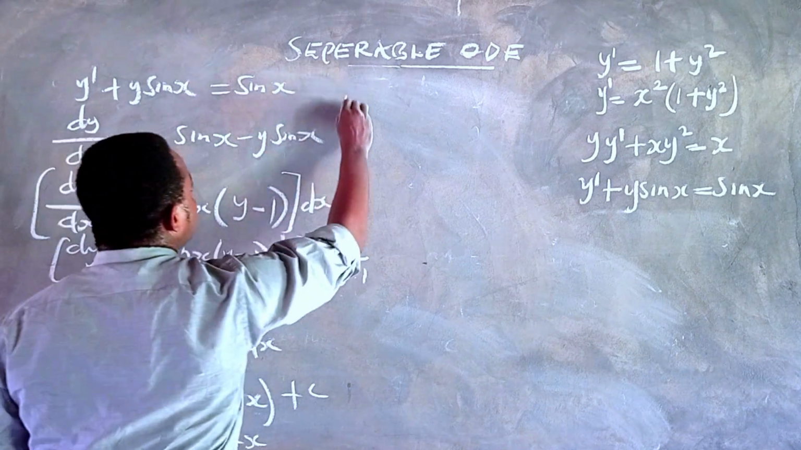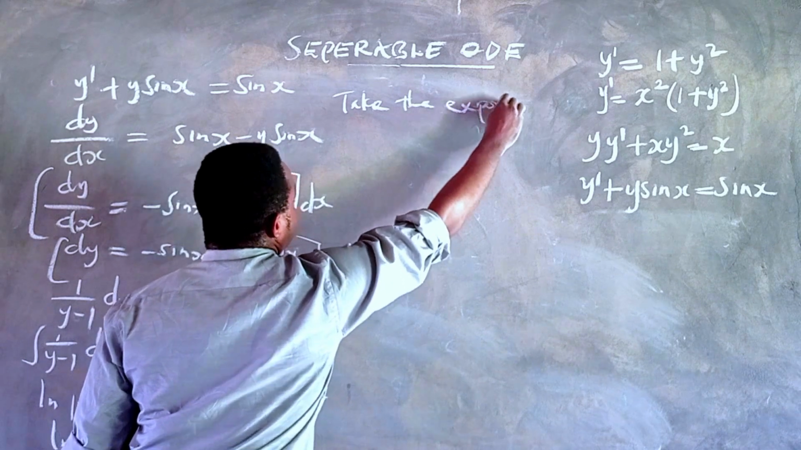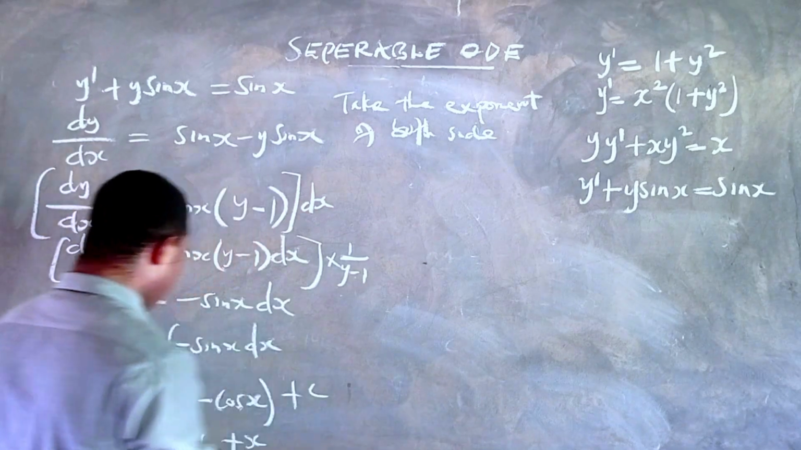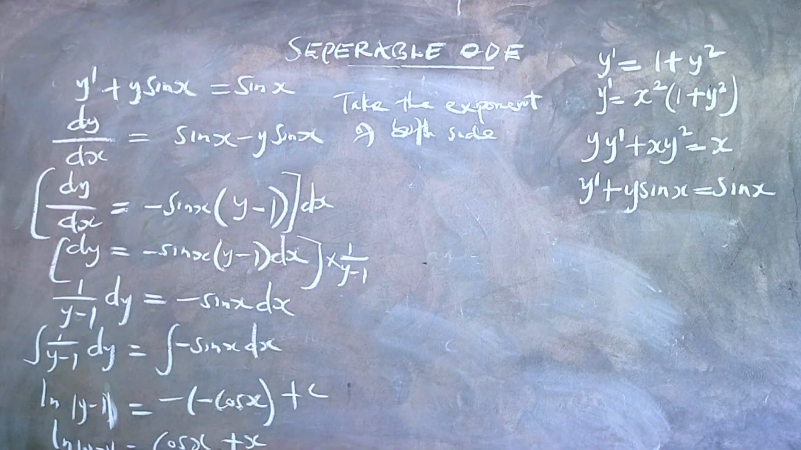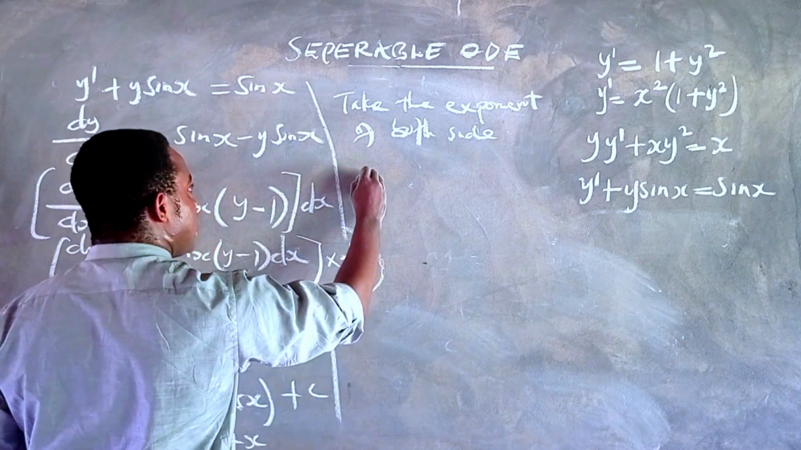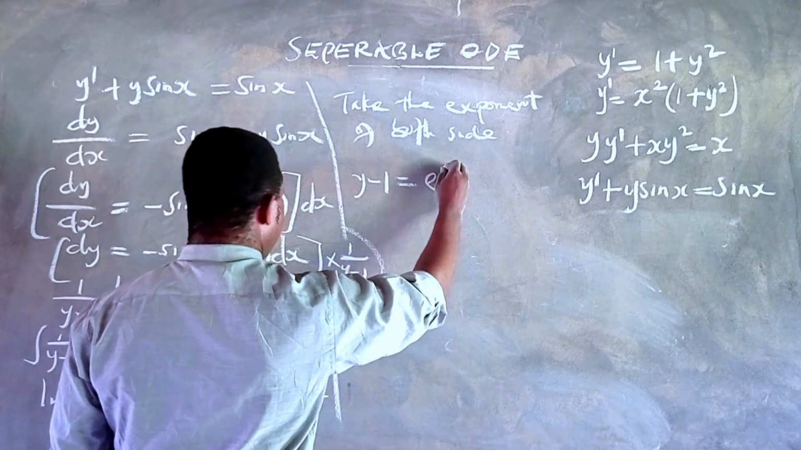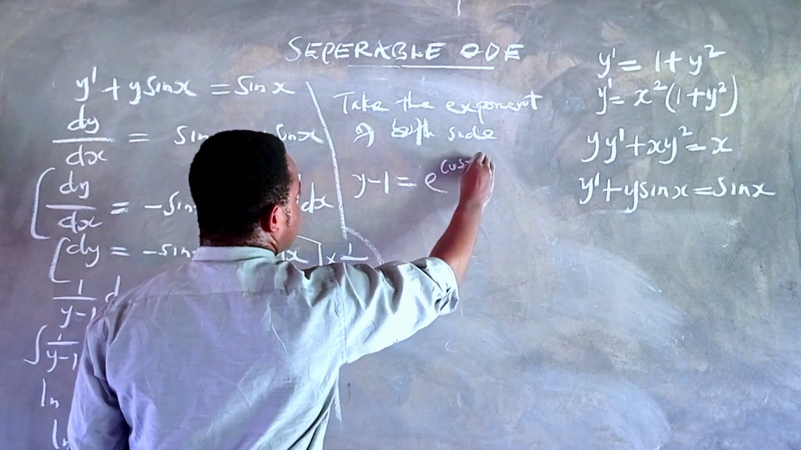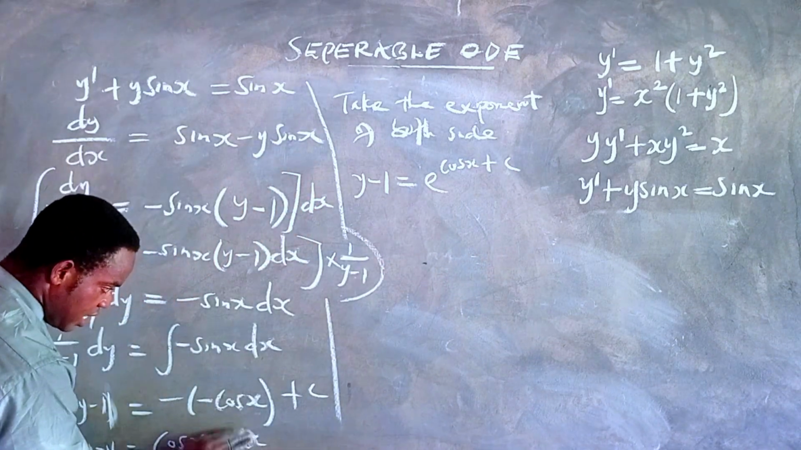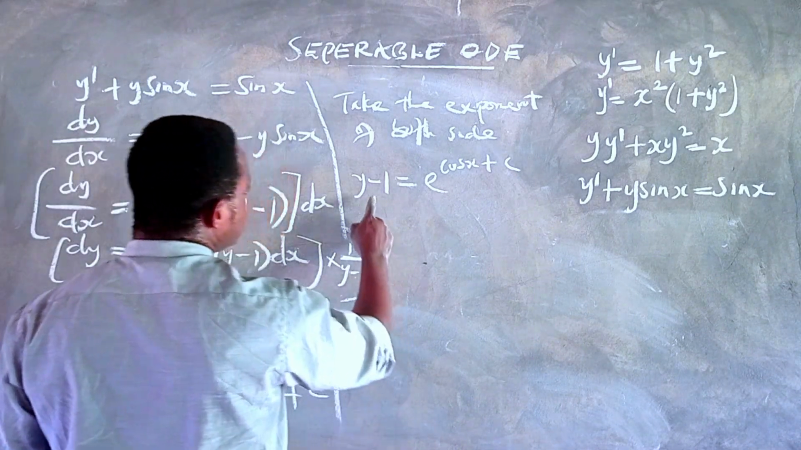Next, to get rid of the natural log on the left hand side, we take the exponent of both sides, right? So when we do that, we would be left with y minus 1 on the left hand side. So we have y minus 1 equal to e raised to the power cos x plus c. And like we used to do, remember, we have to rewrite this.